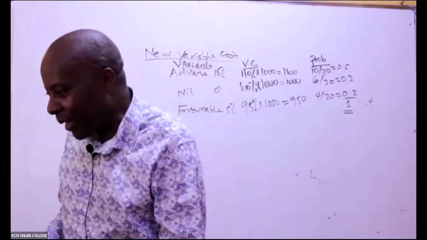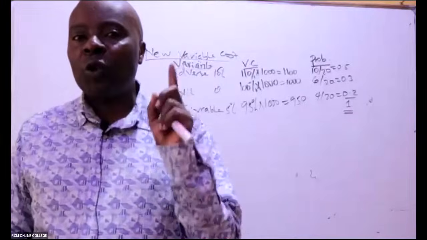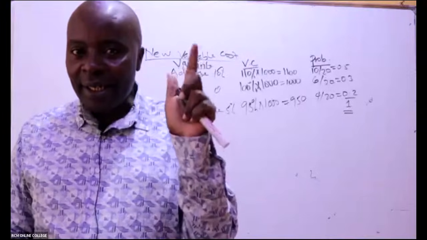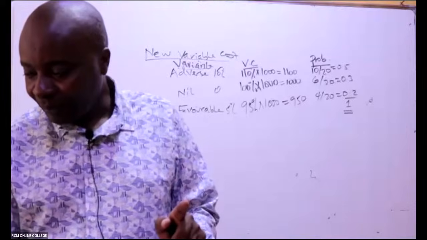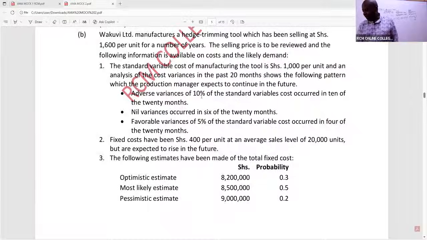Why am I dividing by 20? You see 10 over 20: out of the 20 times they were able to observe, adverse were 10. Here, you can see adverse variance of 10% of the standard variable cost occurred 10 of the 20 times.